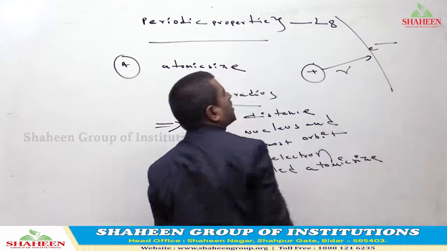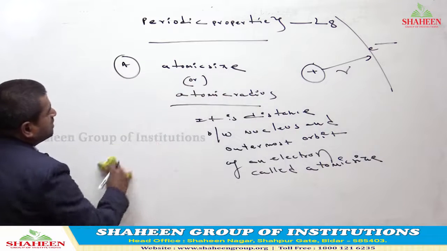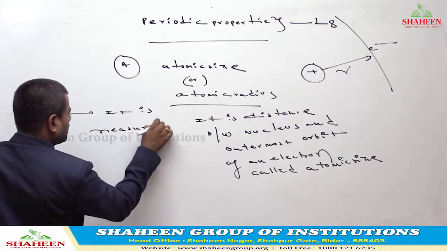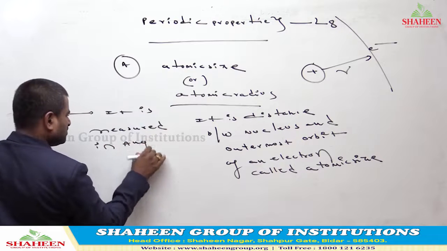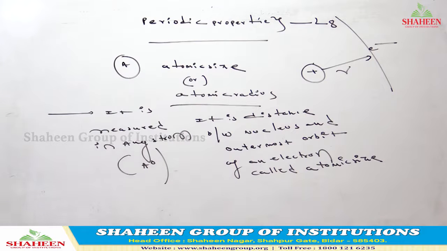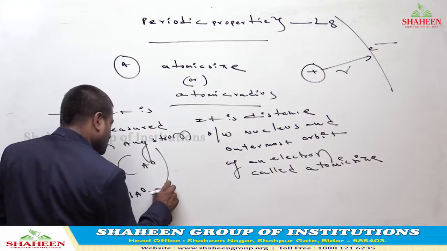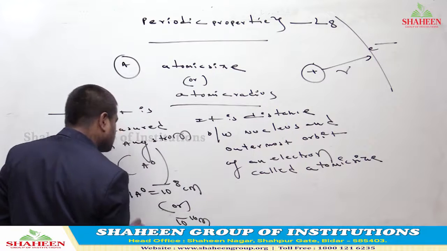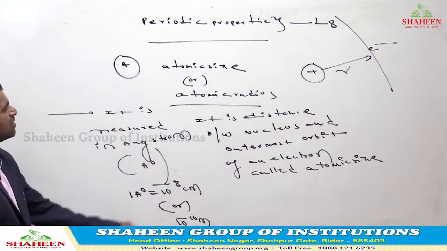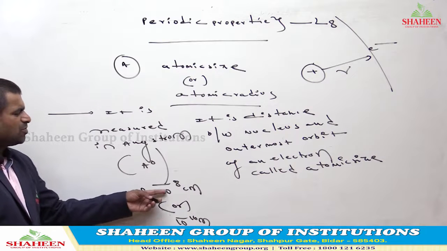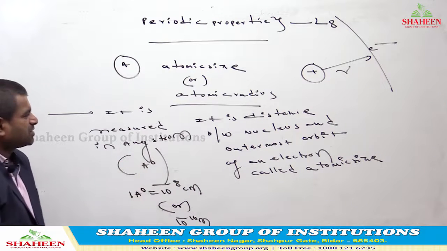It is called atomic radius R. Generally, atomic radius is measured in angstrom. 1 angstrom equals 10 to the power of minus 8 centimeters, or 10 to the power of minus 10 meters. Remember students, atomic size or atomic radius is measured in terms of angstrom.